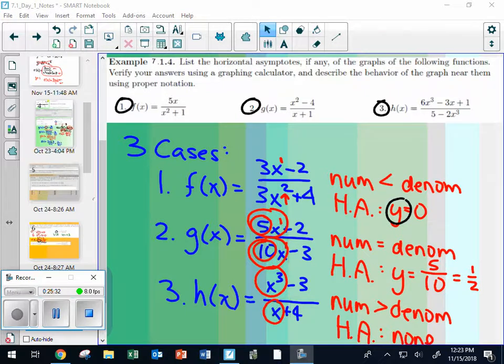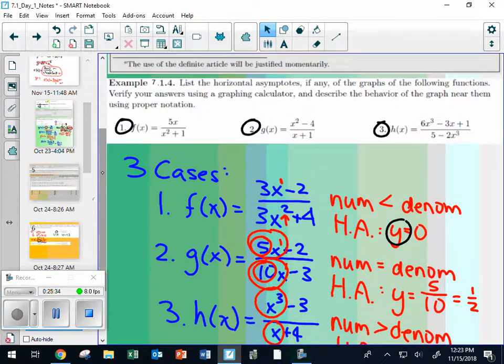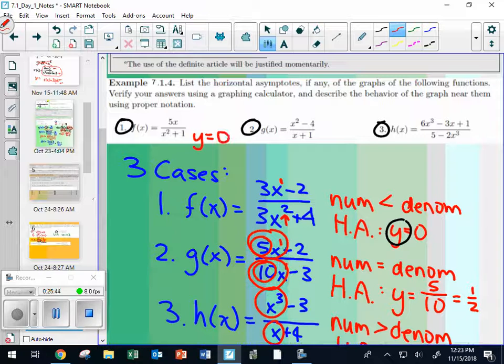Today's your lucky day. Can you pick one of these and tell us what your horizontal asymptote would be? Y equals 0. And can you explain your reasoning for why? Yep, so here our numerator is less than our denominator, so y has to equal 0. Awesome. Would you like to pick on somebody?